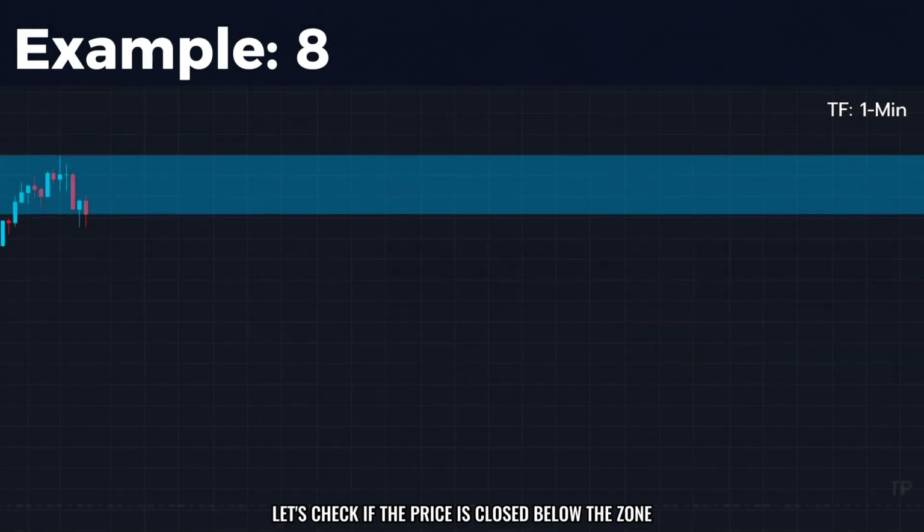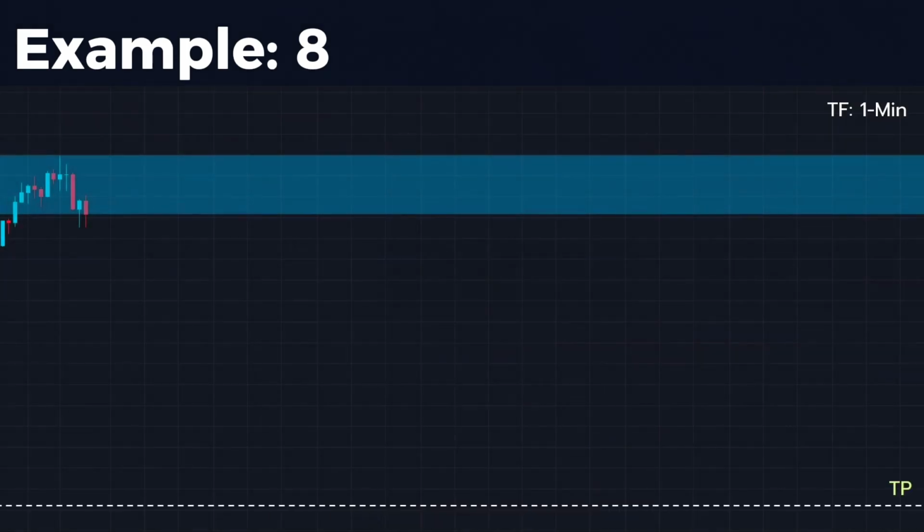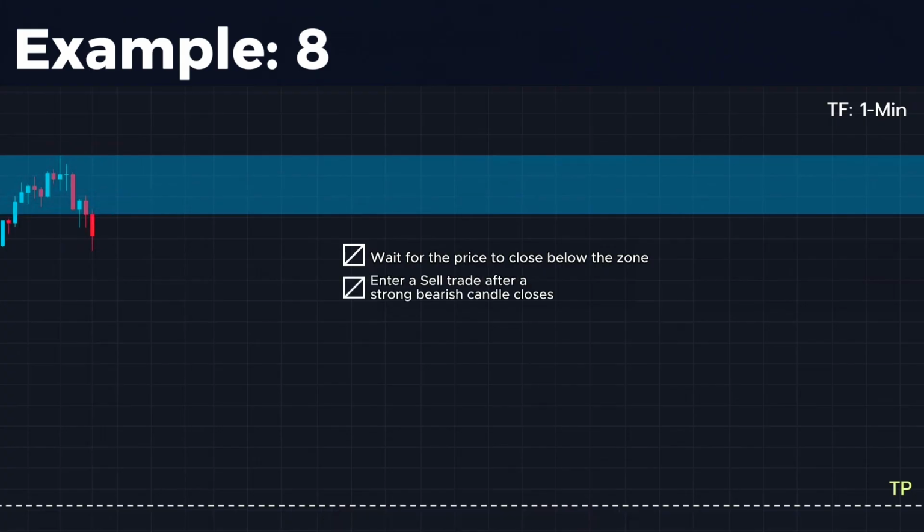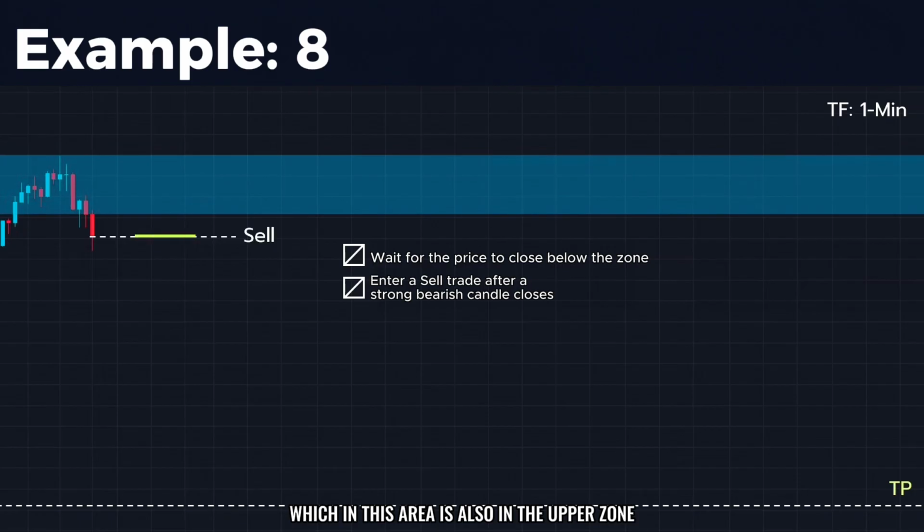First, let's check if the price is closed below the zone. Wait for just 1 minute. The price closed below the zone. Therefore, we can sell. It's a big red candle. After we sell, we will wait for the stop loss. Our stop loss will be at swing high, which in this area is also in the upper zone. We got a stop loss.